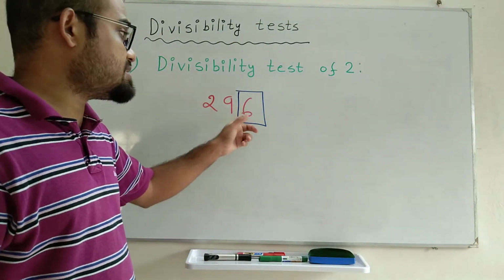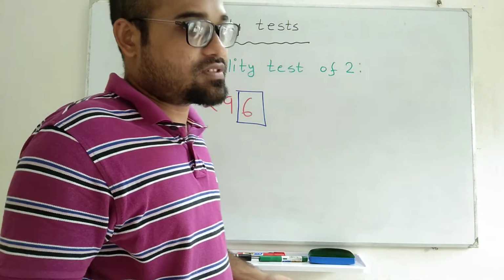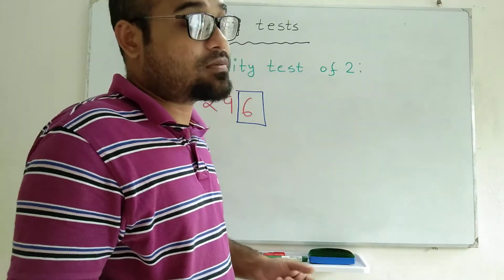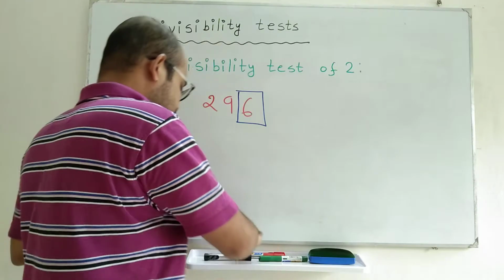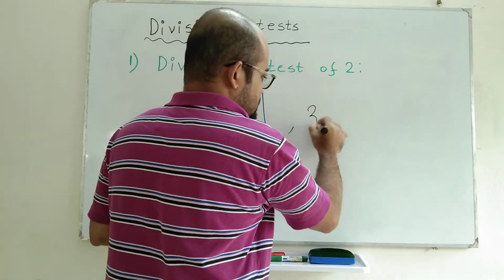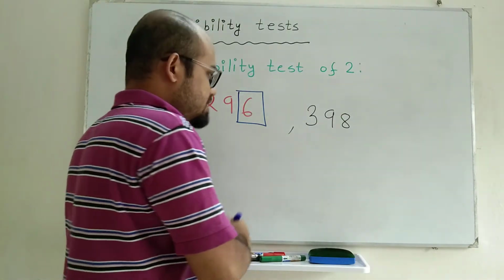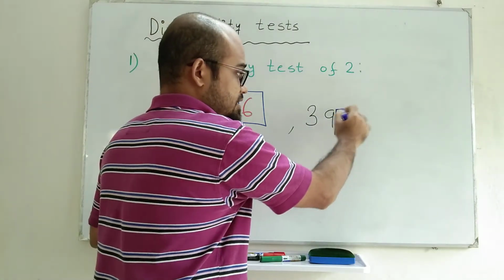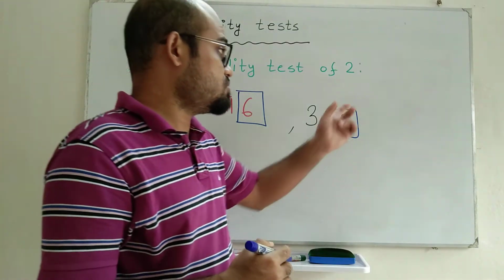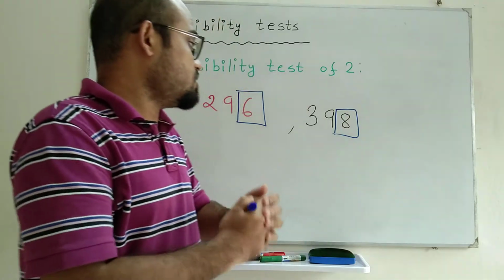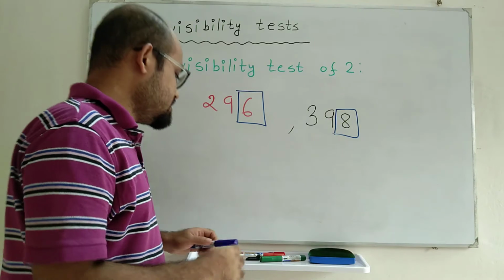Now in the case of 296, the digit in the units place is 6, which is obviously divisible by 2. So our whole number 296 is divisible by 2. If I take another example, 398. What is the digit in the units place? It is 8. And 8 is also divisible by 2, or it is even. So, our number 398 is as a whole divisible by 2.